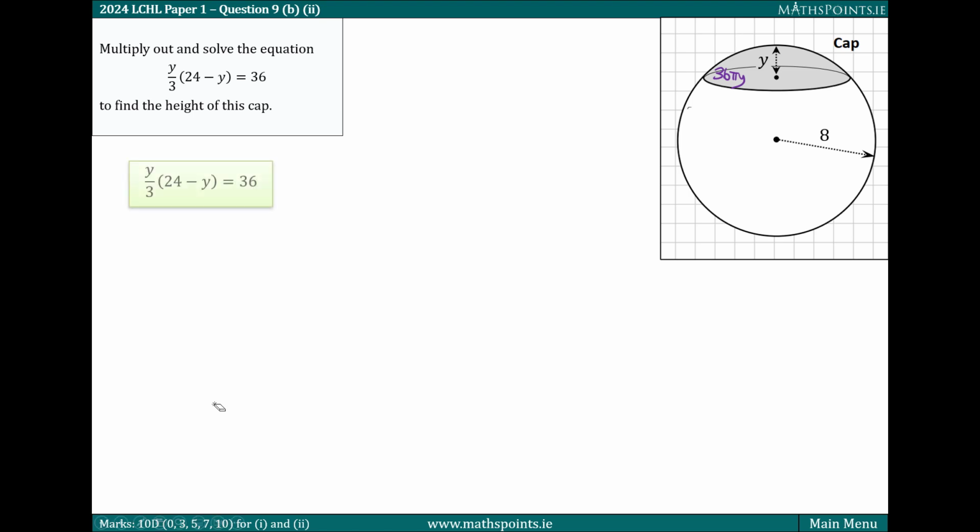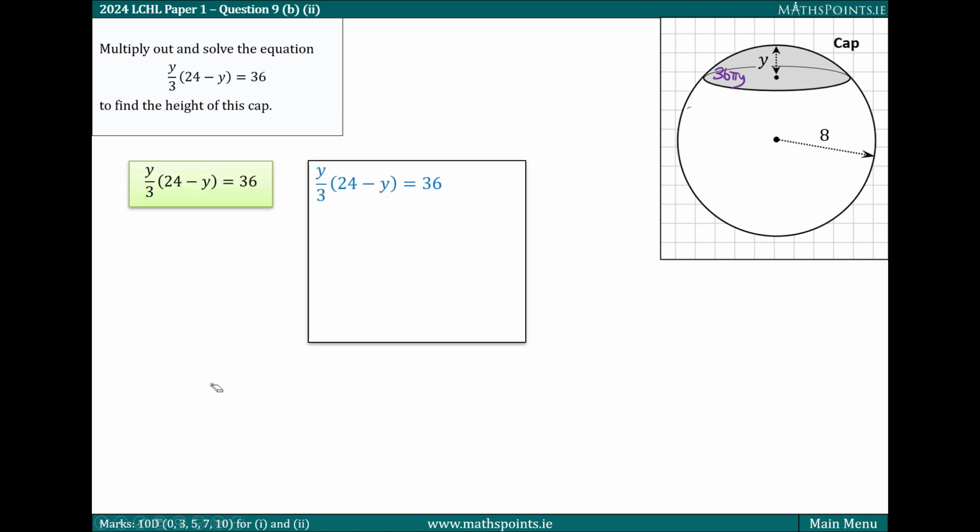So if we write down the equation, it can be solved a number of ways. I think I'd be inclined to get rid of the fractions first. So I would multiply both sides by 3. So I get y on 24 minus y is equal to 36 by 3, which is 108. I'd multiply this out to give me 24y minus y squared equals 108. It's more closely resembling a quadratic now. If I was doing it another way, I could have said y over 3 by 24 is 8y, and y over 3 times minus y is minus y squared over 3. That's equal to 36, and then multiplied across by 3. So you get the same point in the equation.